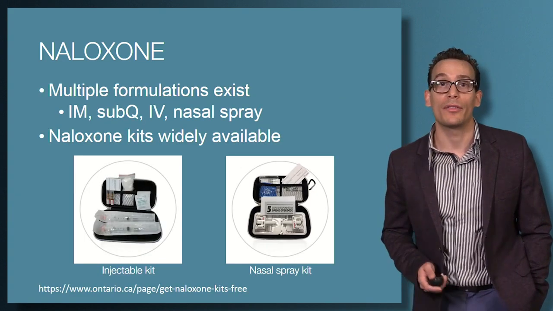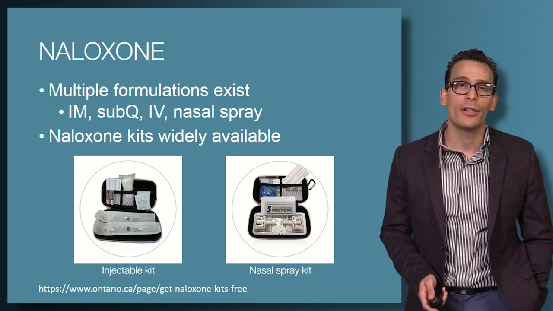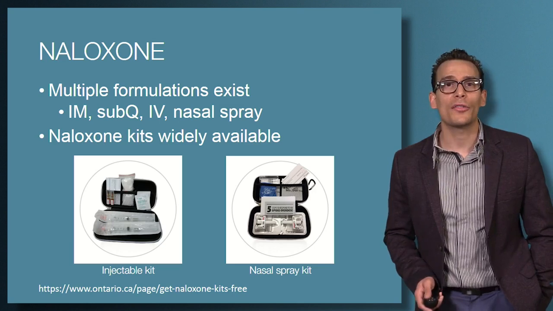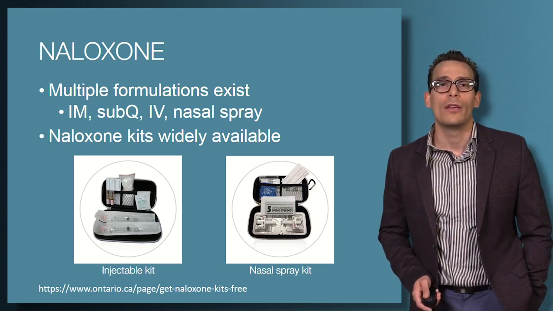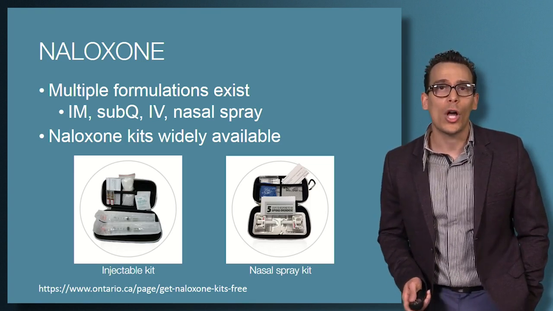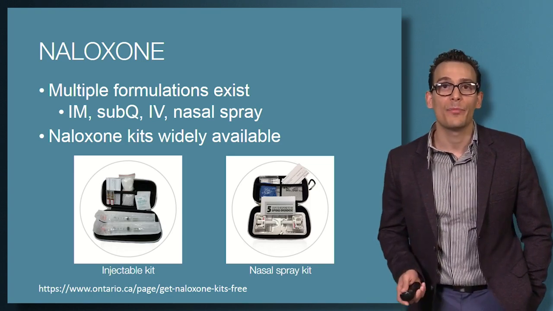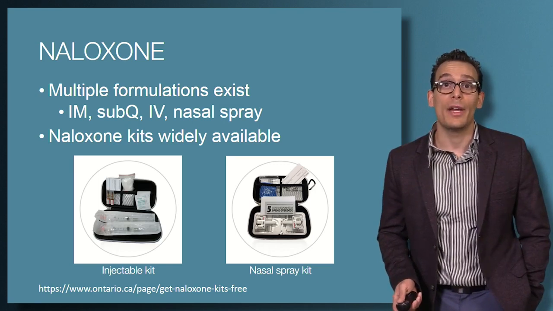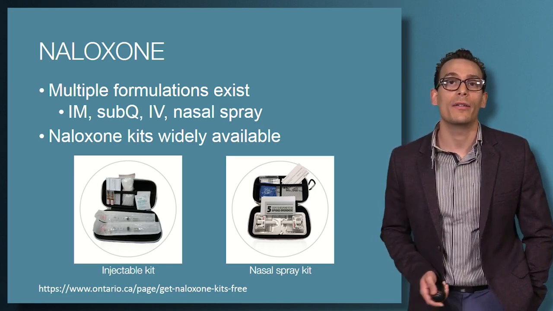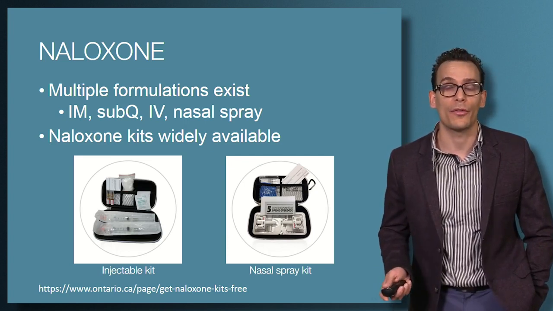Multiple formulations of naloxone exist, including intramuscular, subcutaneous, intravenous, and nasal spray. And naloxone kits are widely available. Now, please note that the oral formulation is not listed here because oral naloxone, due to its poor bioavailability, is predominantly restricted to the gut, meaning that it may help with opioid-induced constipation, but will not help with the systemic or the widespread effects of opioid overdose.